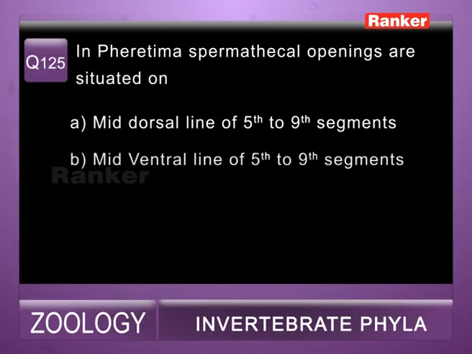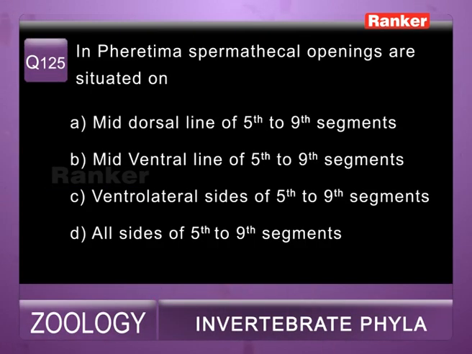Now 125th question here. In Pheretima, spermathecal openings are situated on: A, mid-dorsal line of 5 to 9 segment; B, mid-ventral line of 5 to 9 segment; C, ventrolateral sides of 5 to 9 segment; D, all sides of 5 to 9 segment.